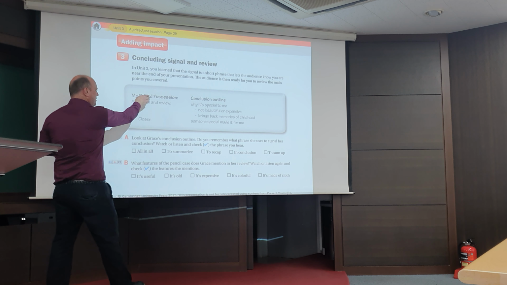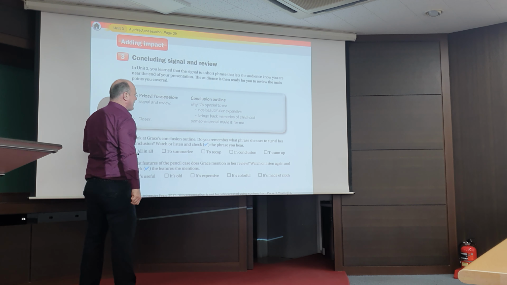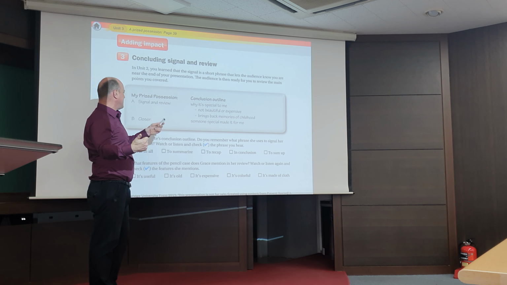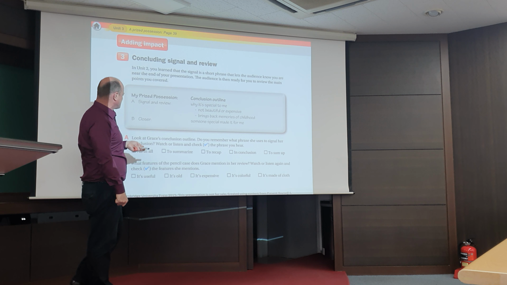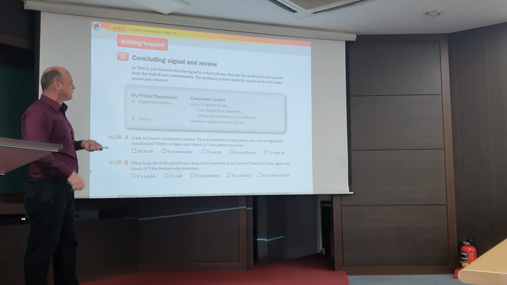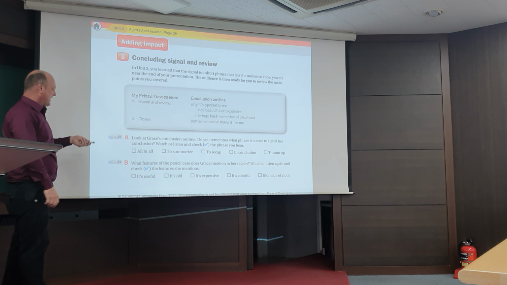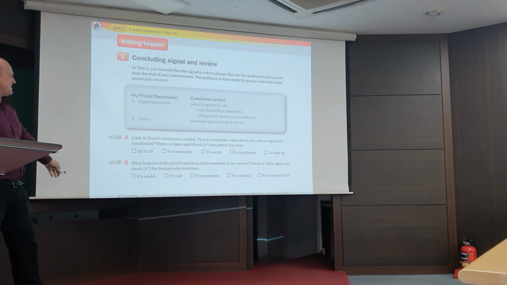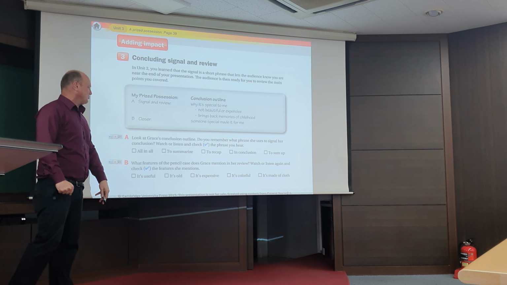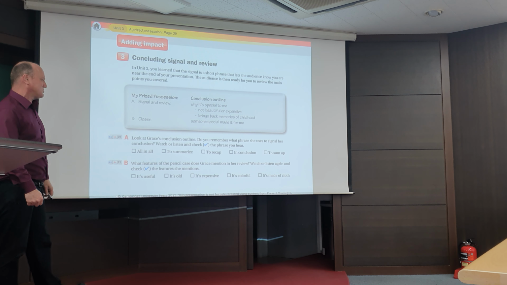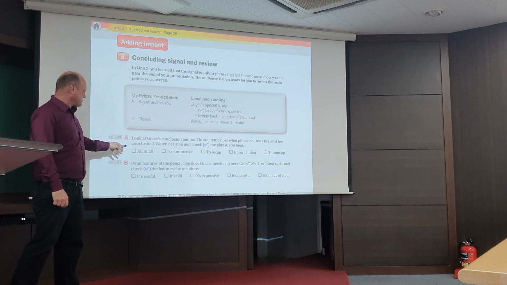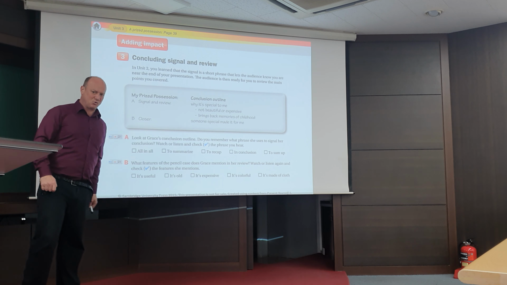We've got signal and review, conclusion outline. Why it's so special to me: not beautiful or expensive, brings back memories of childhood. The closer: someone special made it for me. Look at Gracie's conclusion outline. Do you remember what phrase she used to signal her conclusion? Listen and then check. Okay?